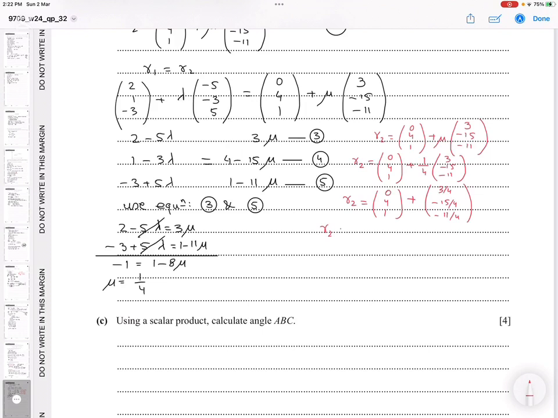Finally, you get R2 equals 3 over 4, 1 over 4 and minus 7 over 4. This is actually your position vector of OP. You can also write it in this form, 3 over 4 i plus 1 over 4 j minus 7 over 4 k.